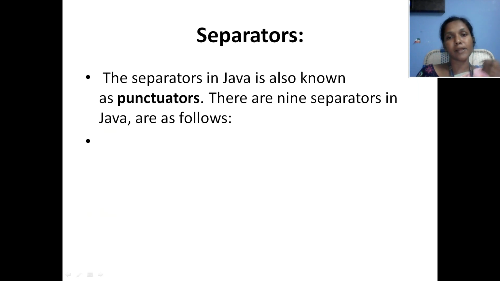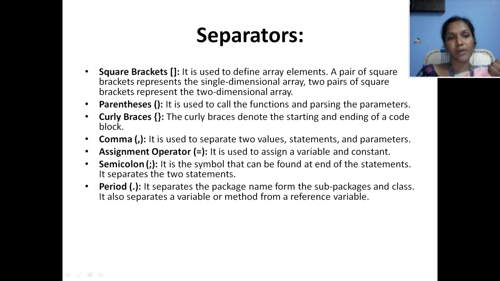Separators. The separator is a punctuator used when we are writing statements, functions, or any blocks. Square braces are used to declare arrays, one-dimensional or two-dimensional. To define a function, we can use parentheses. To define the start and body of a class or method, we can use curly braces. To declare variables and separate them, we can use a comma.